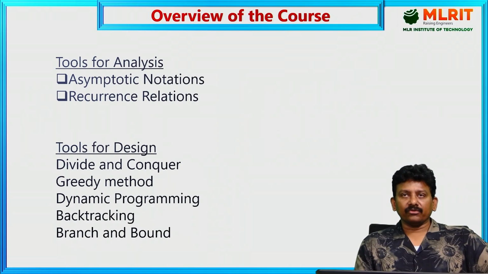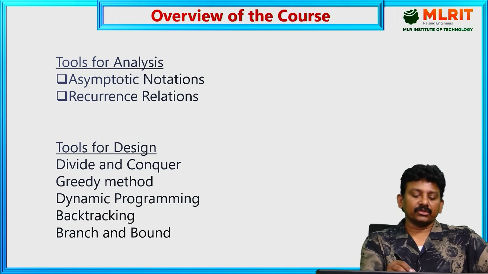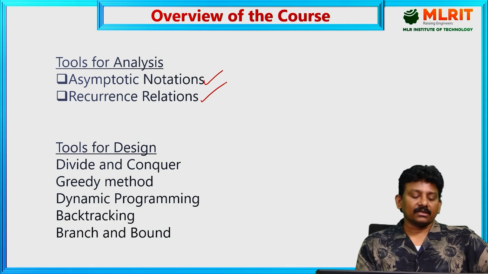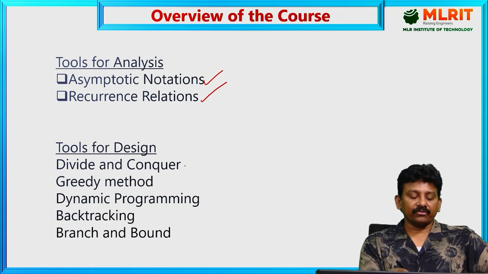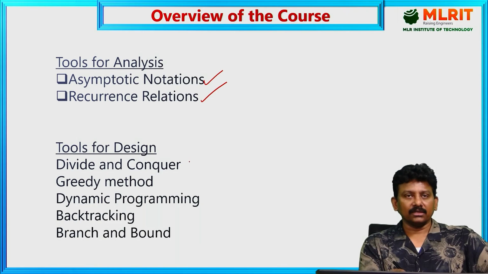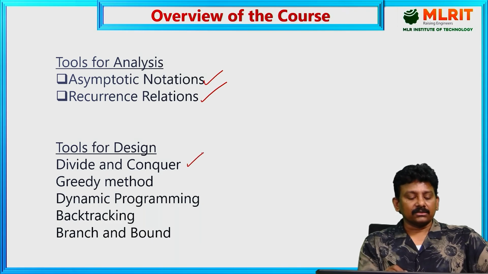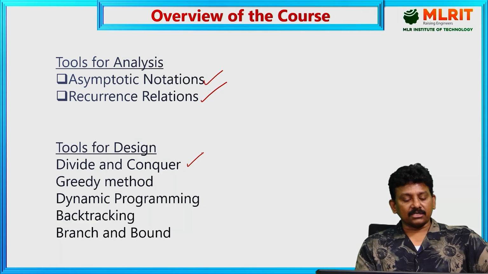So, overview of the course. In this course, we are going to discuss two main things. One is tools for analysis, another is tools for design. Tools for analysis means we are going to analyze an algorithm by using two notations, asymptotic notations and recurrence relations. And tools for design, we are going to design algorithms for different problems. For different problems, different strategies are used.